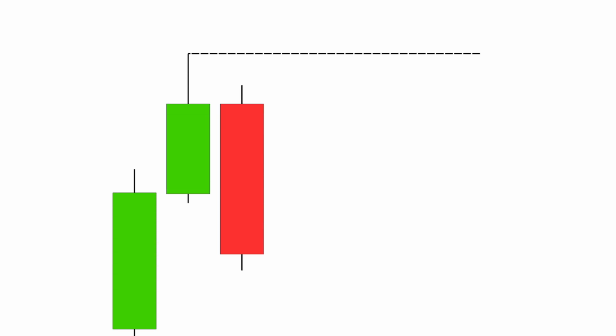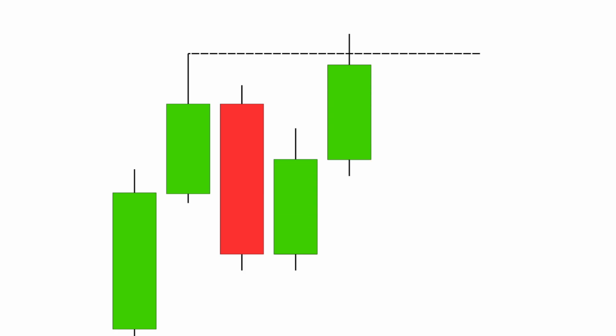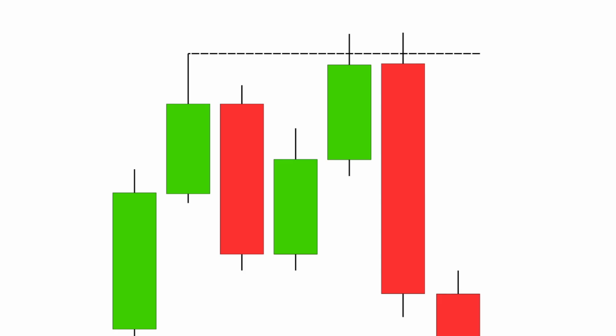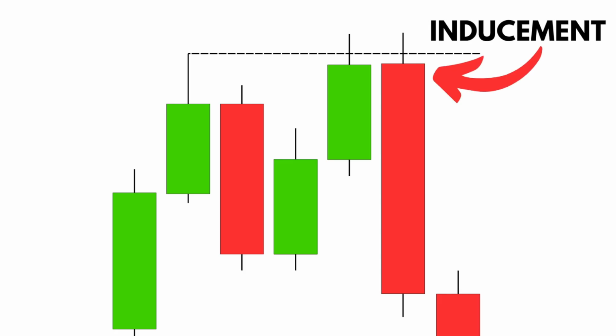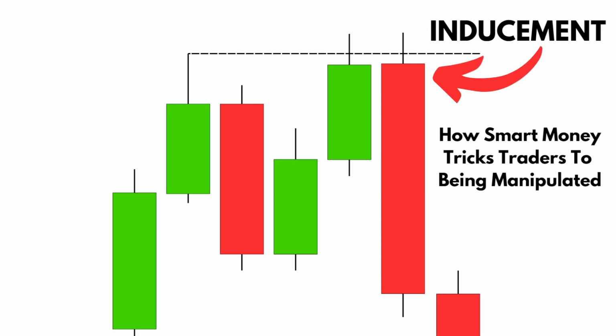Have you ever been in this situation? You obviously see a bearish engulfing candlestick, you possibly take a short, put your stop loss back above those highs, only for the marketplace to come and take you out before then going in your favor. This is what we call inducement. And inducement is how smart money tricks retail traders to be manipulated.